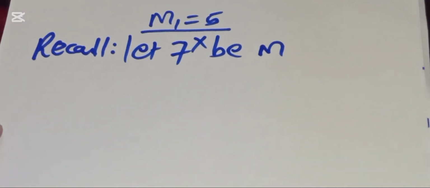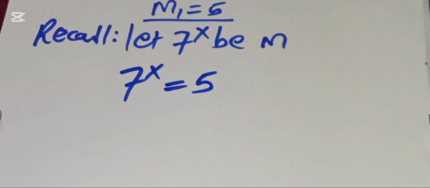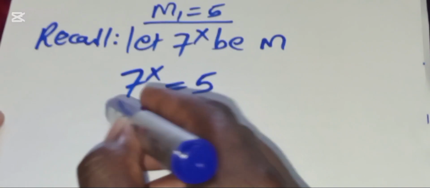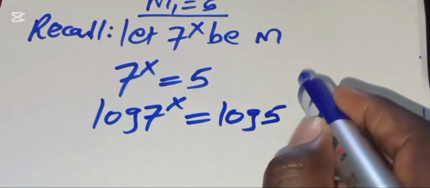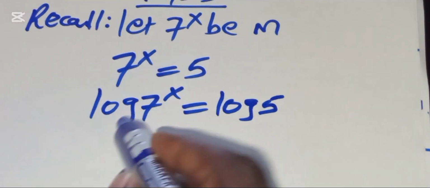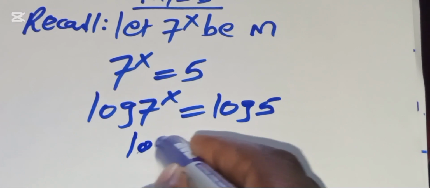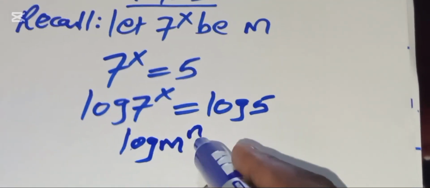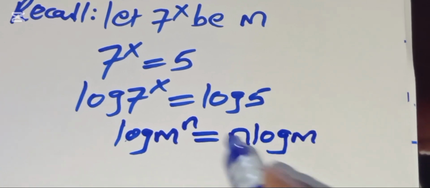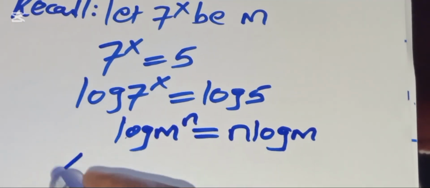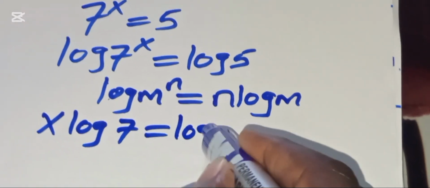Substituting the value of m, we'll have 7 raised to power x equal to 5. Now to solve for the value of x, we introduce the natural logarithm, so that we'll have log 7 raised to power x equal to log 5. We apply logarithm on both sides, and you find that log 7 raised to power x is in the form of log m raised to power n, which can be expressed as n log m. Applying this logarithm property, you will have x log 7 equal to log 5.